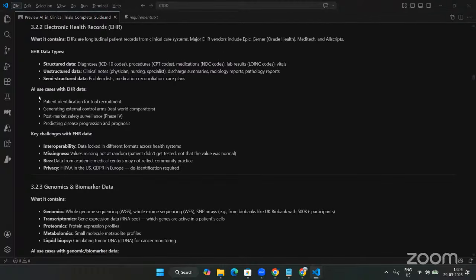What are the AI use cases? Patient identification for trial recruitment, generating external control arms, real-world comparators, post-market safety surveillance, and predicting disease progression and prognosis. Key challenges are interoperability: data is logged in different formats across health systems because there is no standardization as such. Then missingness: values are missing not at random, meaning the test wasn't done, not that the value was normal. Then bias: data from academic medical centers may not reflect community practice. Then privacy: HIPAA in the US, GDPR in Europe, and de-identification is required.